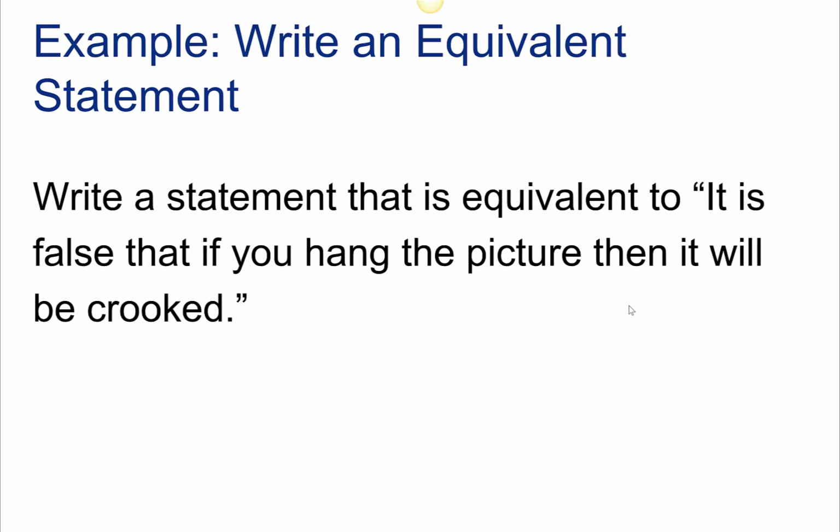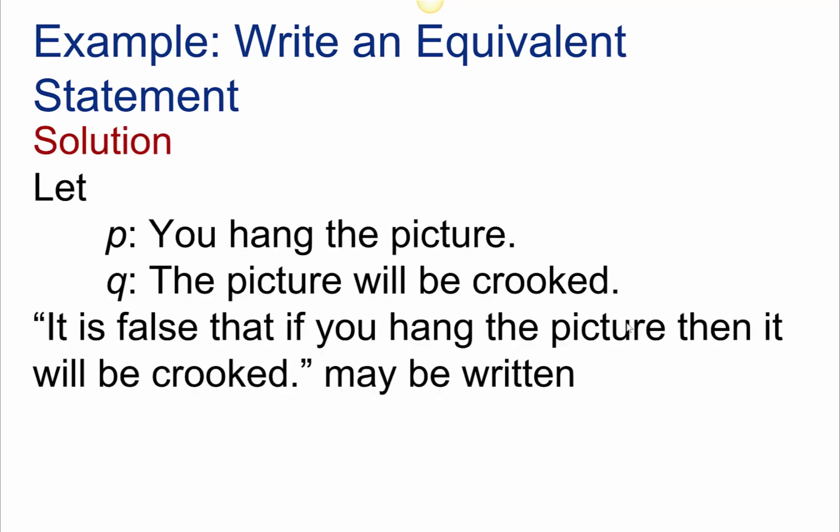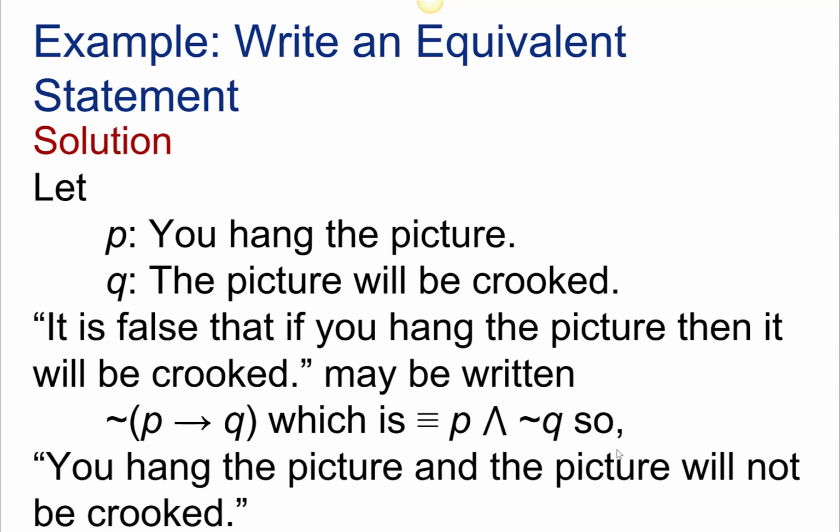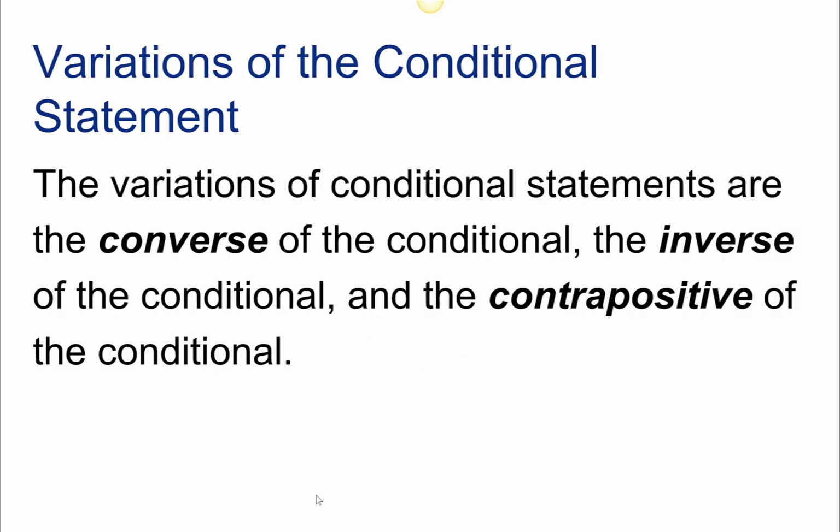Write a statement that's equivalent to, it is false that if you hang the picture, then it will be crooked. So pick our simple statements, write the original sentence symbolically. It is false that if you hang the picture, then it will be crooked. And we know that's logically equivalent now to P and not Q, so we can rewrite that as you hang the picture and the picture will not be crooked.